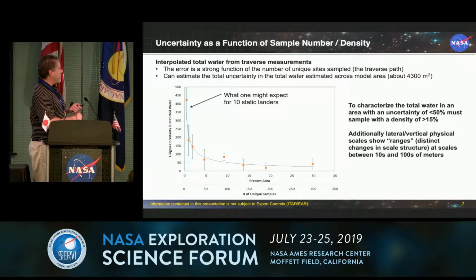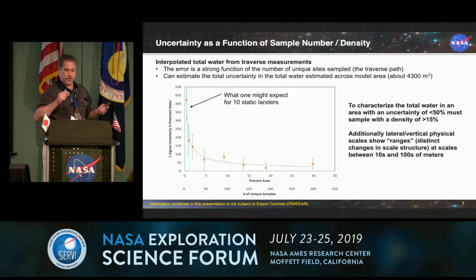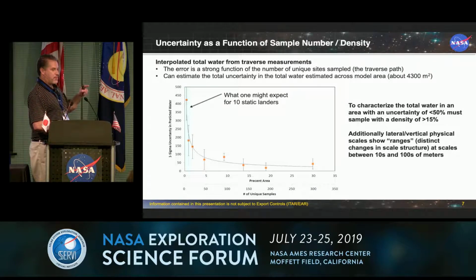I did this a number of different times with smaller or larger traverses, including, for example, just single points, like a single static lander measuring one place, and ran this model hundreds of times and created an estimate of what the 1 sigma uncertainty in the predicted water for this area would be as a function of the percent area covered with your traverse, or another way to look at it, the number of unique 2 meter by 2 meter samples. And you can see it's a strong function of percent area.